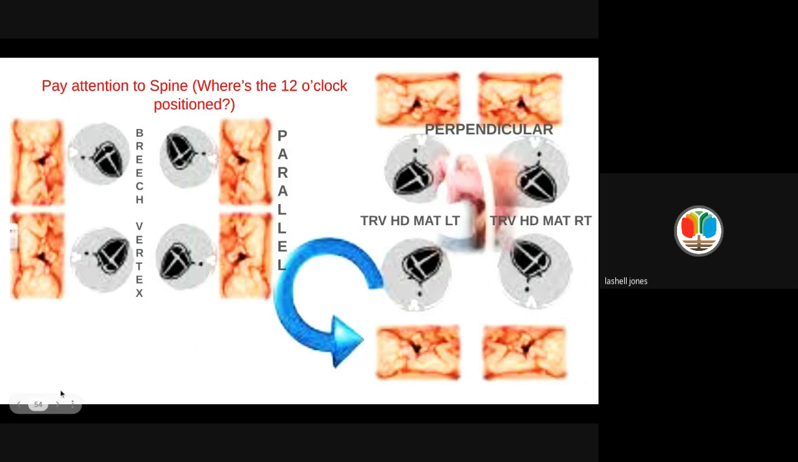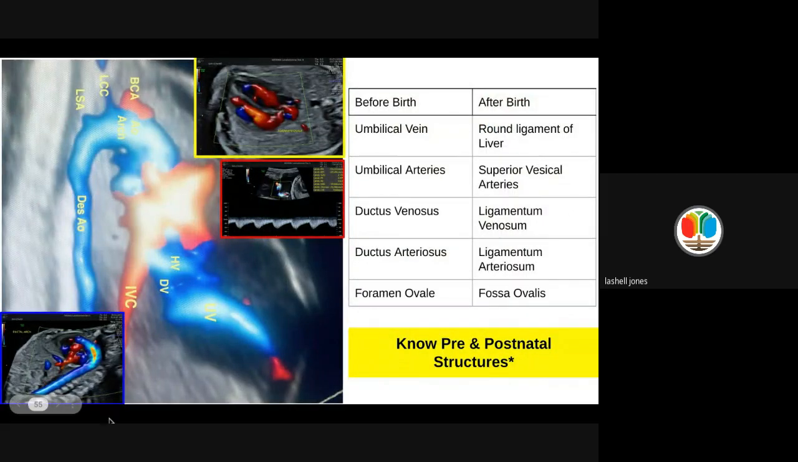Okay. And last but not least, we have to know pre and postnatal structures. So we're just going to go over it. Just please remember this for your exam, for your test. So umbilical vein will be the round ligament of liver after birth. Umbilical arteries will now be known as the superior vesical arteries. Your ductus venosus, ligamentum venosum. Ductus arteriosus, ligamentum arteriosum. And the foramen ovale is the fossa ovalis.